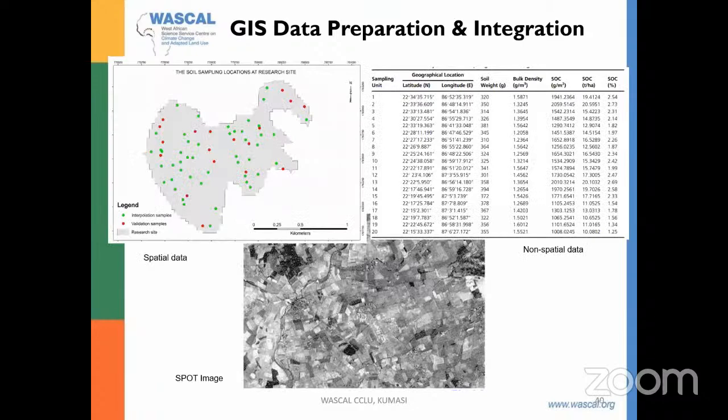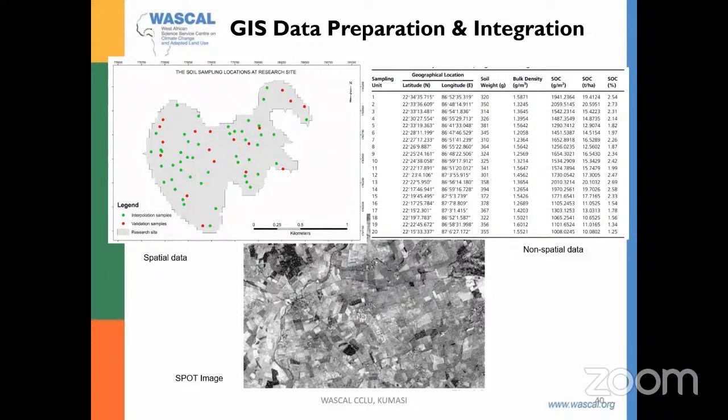So this is how GIS data may look. We have the spatial data. This is an example of soil sample locations at a research site. All cores of soil which were picked can be located, or their GPS locations have been stored, and they are the spatial components of the data. Other textual information such as the soil weight, the bulk density, the soil organic carbon, and its percentage are the attributes or the non-spatial data sets.